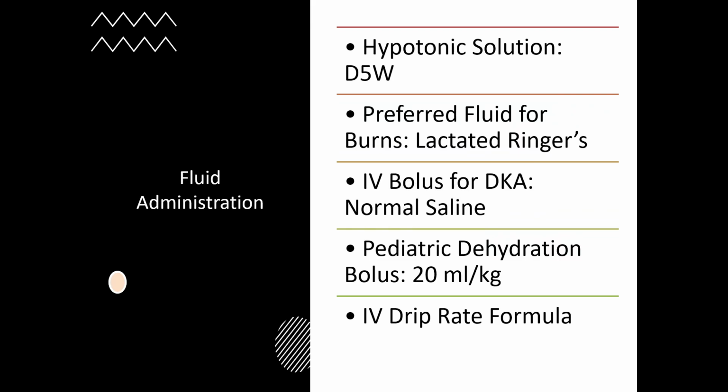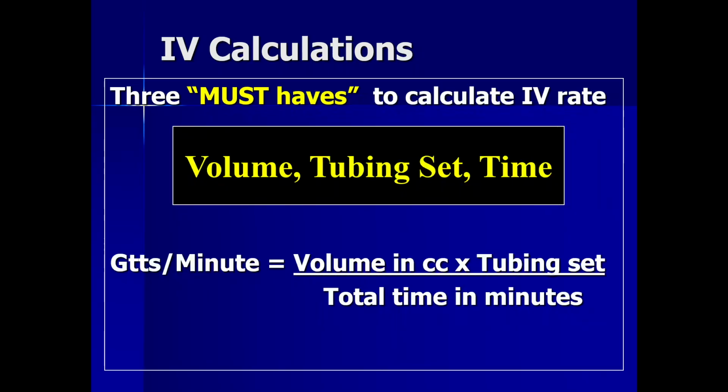Let's talk about the IV drip formula. There are three must-haves to calculate an IV rate. You need a volume, a tubing set, and a time. What it comes down to is volume in cc's or milliliters multiplied by tubing set and divided by total time in minutes.